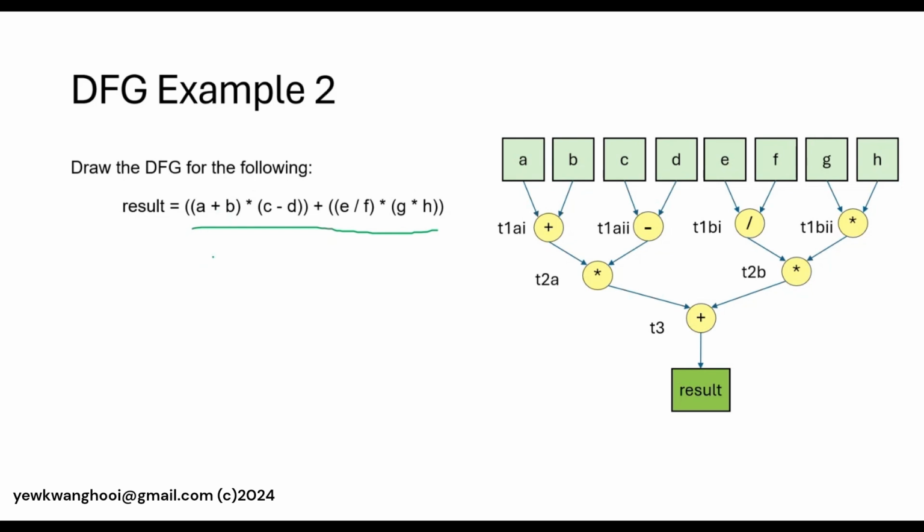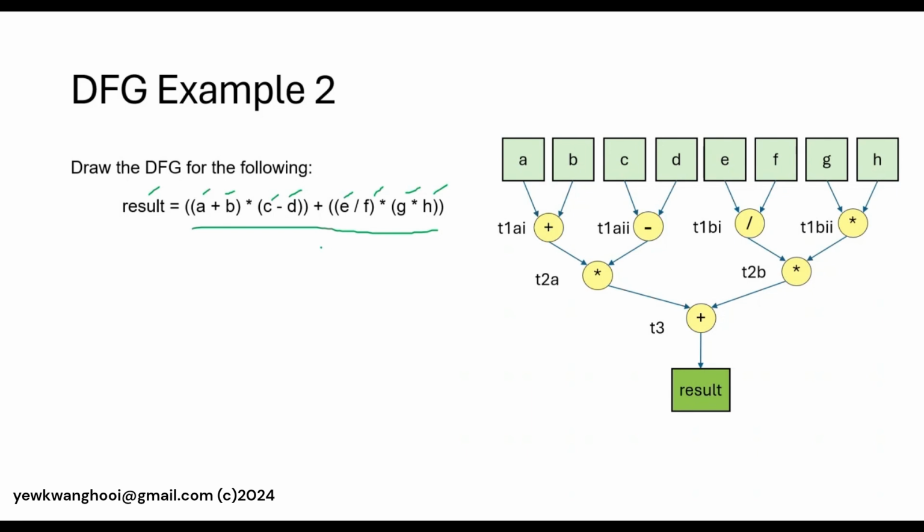So again, identify the variables. Variable A, variable B, C, D, E, F, G, H. Any number or not? Okay, no number. And then what is the other variable? Don't forget, result is also a variable, isn't it? Result is also a variable, but this is the output variable. Correct or not?